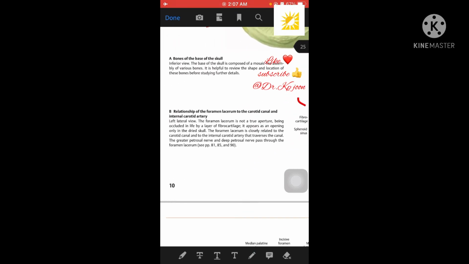So this diagram shows the relationships of the foramen lacerum to the carotid canal and internal carotid artery, left internal view. The foramen lacerum is not a true aperture, being occluded in life by a layer of fibrocartilage. It appears as an opening only in the dried skull. The foramen lacerum is loosely related to the carotid canal and to the internal carotid artery that traverses the canal. The greater petrosal nerve and deep petrosal nerve pass through the foramen lacerum.